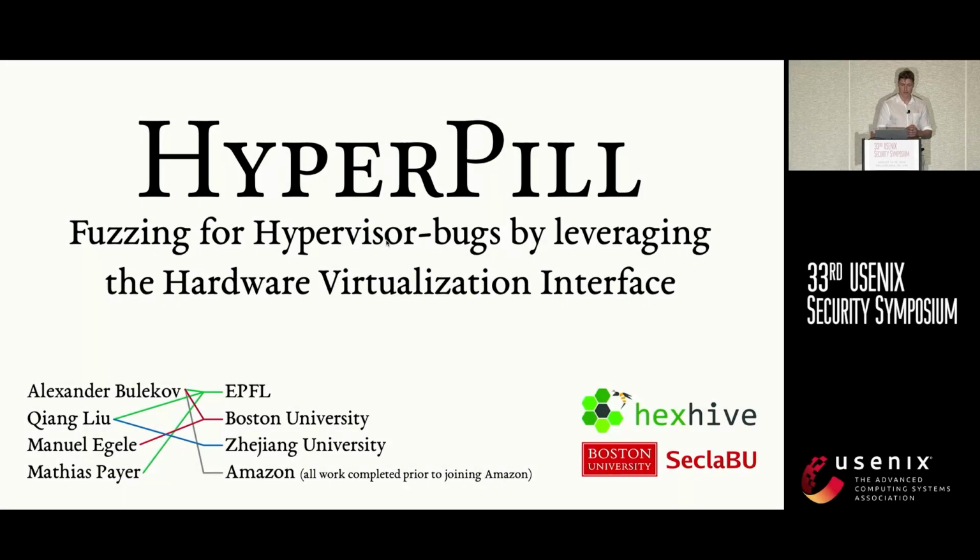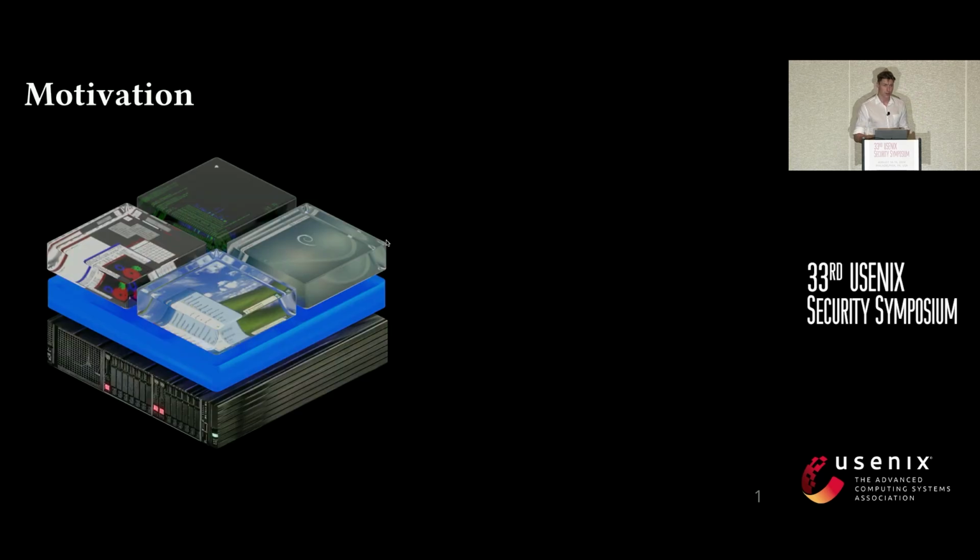My name is Alexander Bolyakov, and today I'm excited to present HyperPill, our paper about fuzzing arbitrary hypervisors, whether they're open source or closed source, on a particular architecture, by leveraging the hardware virtualization interface. Hypervisors allow us to run multiple virtual machines, or VMs, on the same underlying physical machine.